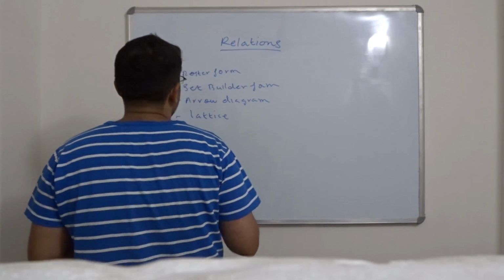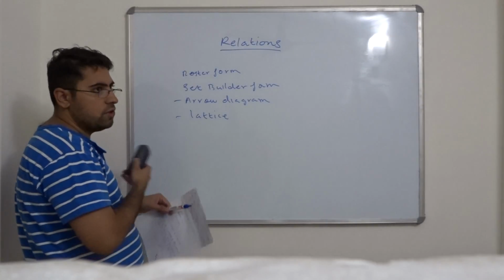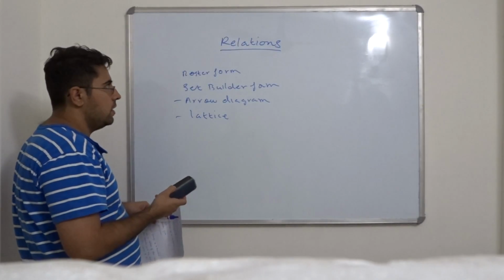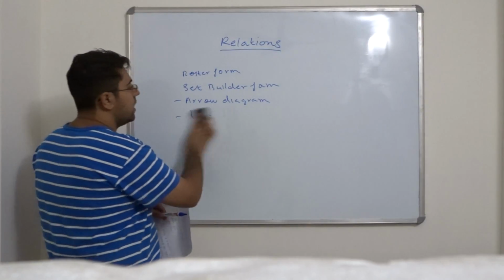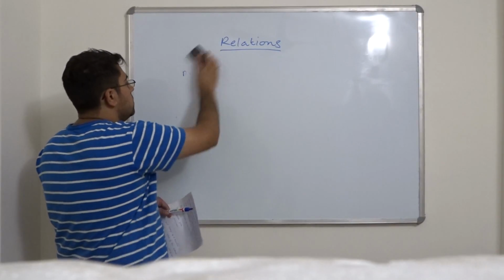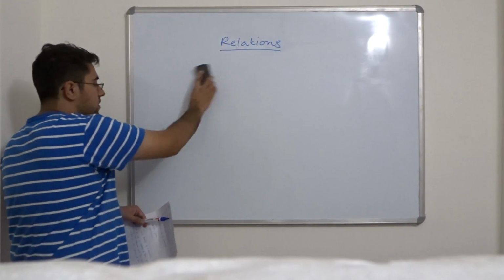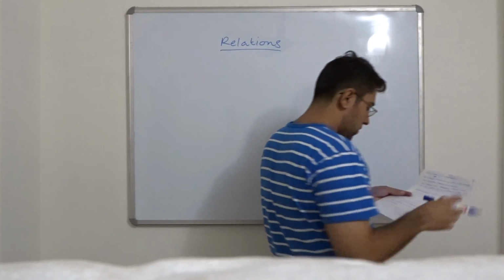An arrow diagram is basically when you draw arrows when you're grouping Cartesian products, and a lattice is something which I'll have to demonstrate. I can't explain it like this because there is no explanation for it, there's only a demonstration. When I do it, I'll tell you.